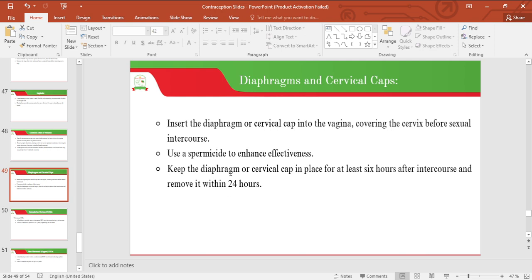The diaphragm or cervical cup should be kept in place for at least 6 hours after sexual intercourse and removed within 24 hours.